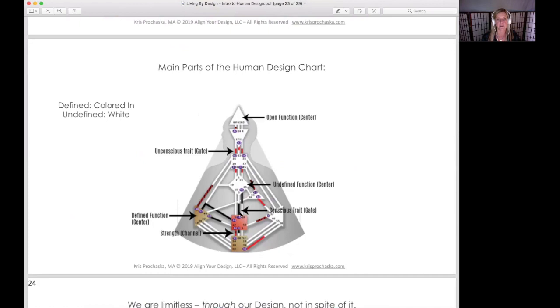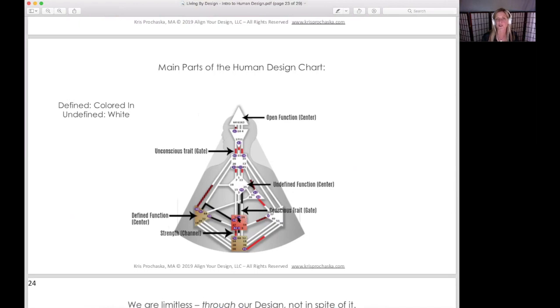Then we have conscious and unconscious traits. So remember when we looked at it before, there was all those red, in one column it was all red, and that was the unconscious, and in the other column it's black, and those are the conscious. That's what we're looking at here. So I have conscious traits right here. So it's just half of that channel's colored in. It's just the trait. And on this chart, you can see where it's purple and colored in.